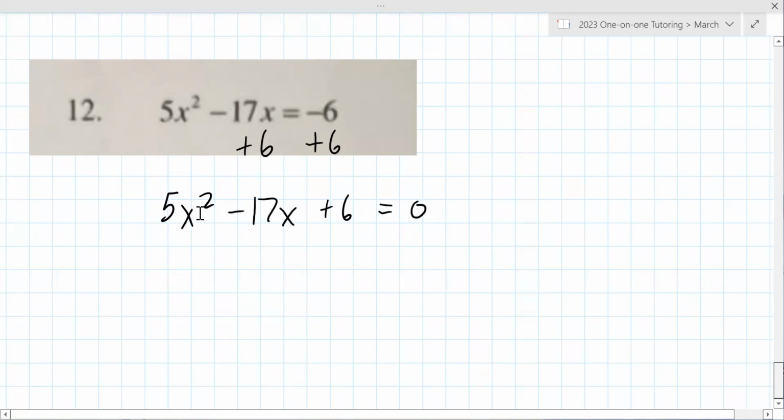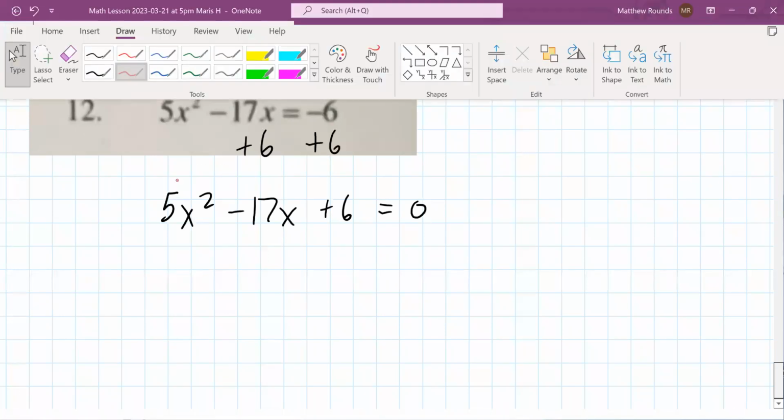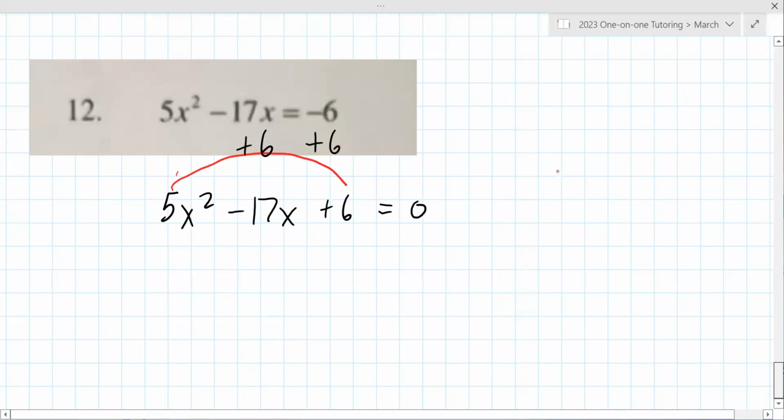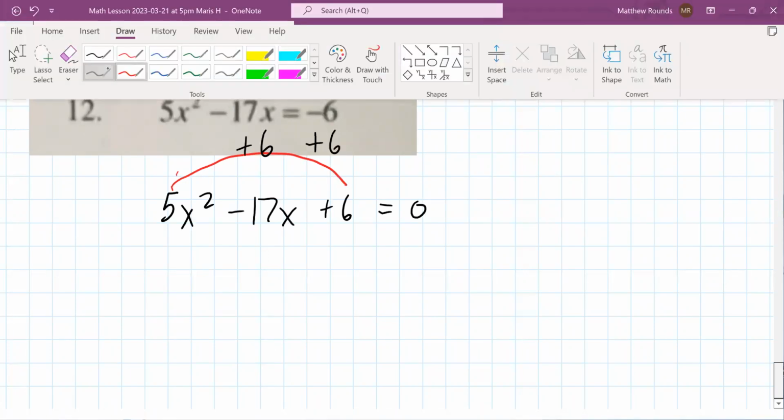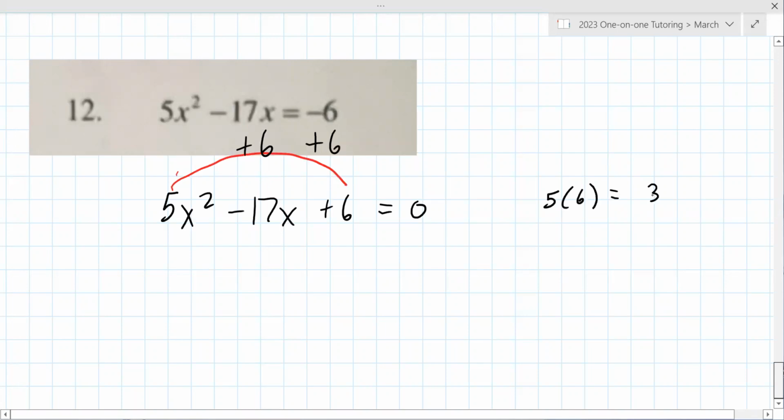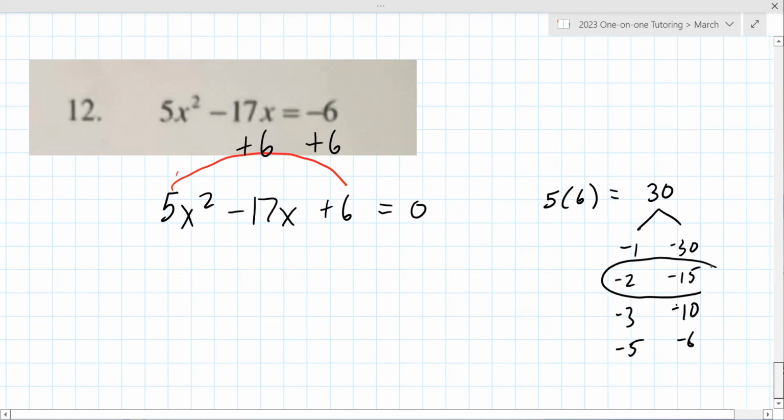There is no greatest common factor, like there's no number that goes in all three of these. So you do have to do the grouping approach. You take that 5 and multiply it by 6, and that is 30. So two numbers that multiply to 30 but add to negative 17, they're both negative. You build your list: -1, -30, -2, and -15. You can stop when you find the right one. I like to keep going just for completeness, but if you know the answer, you don't have to keep going.